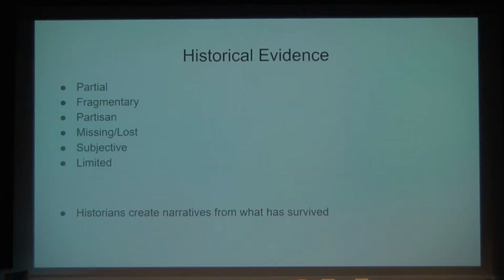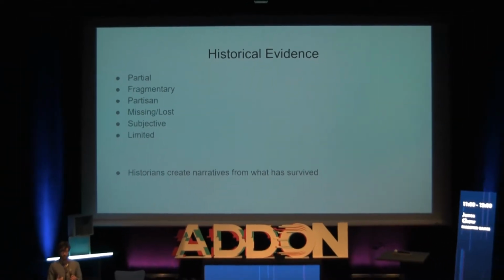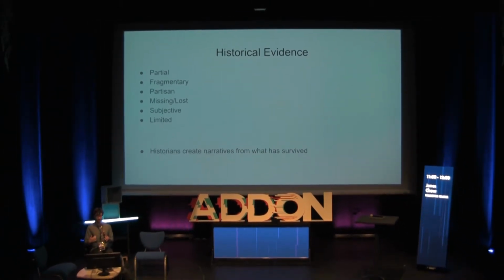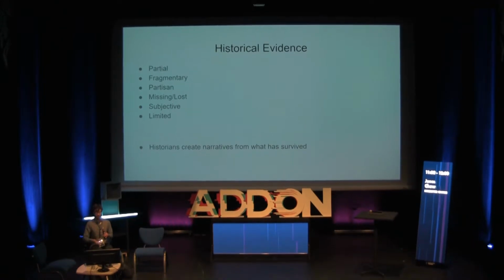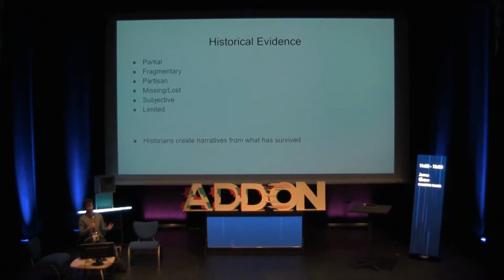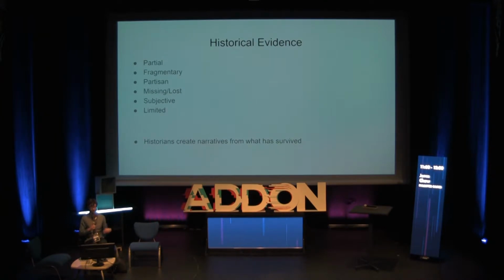I wanted to demonstrate the considerations that historians have to think about when constructing history, and the kind of evidence they're having to use to construct the theories on which they base their interpretations. So our sources can often be partial, they can be quite fragmentary, they can be highly partisan, as we've seen. They can be missing or lost.